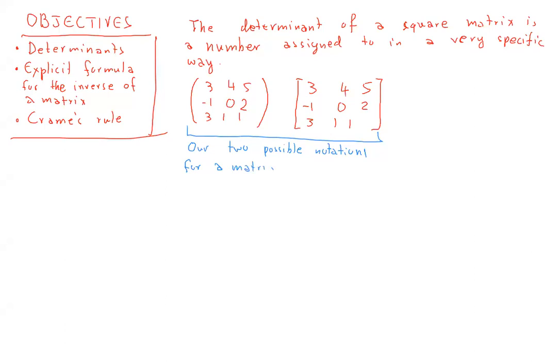But we will denote a determinant by simply replacing either the parentheses or the brackets, depending on what you prefer, by vertical lines. So here you have to be careful. The determinant should not be denoted any other way. Okay, so that's the notation for determinant.